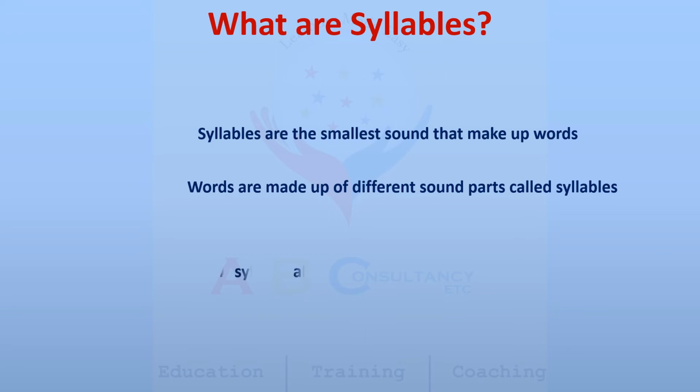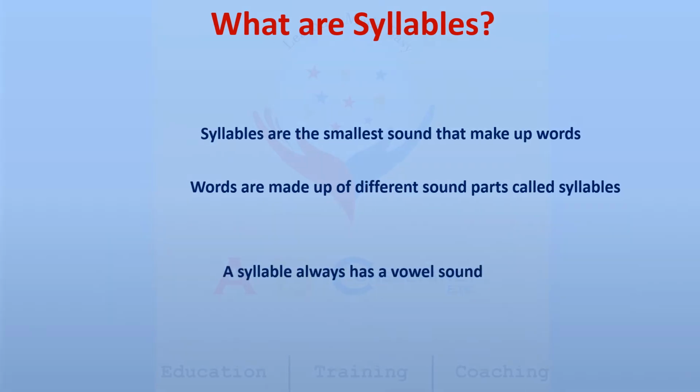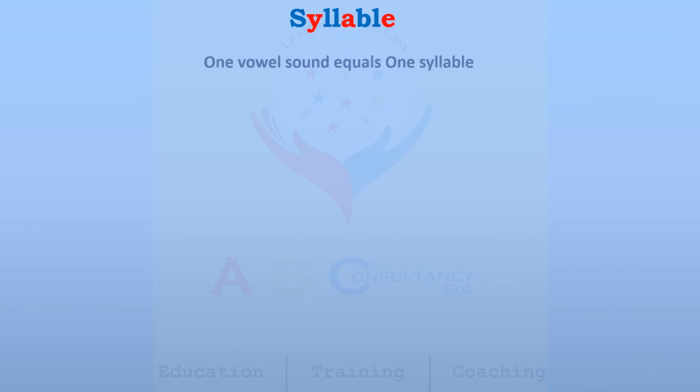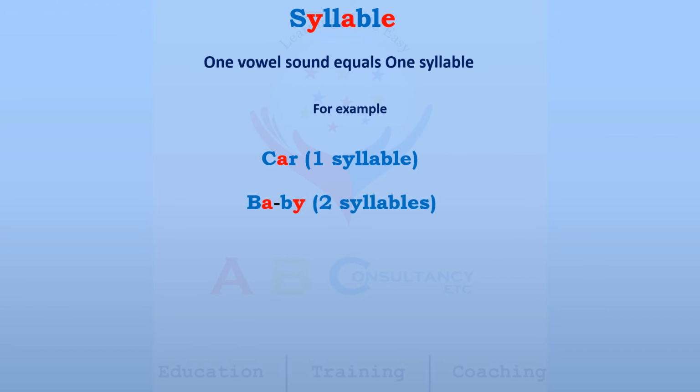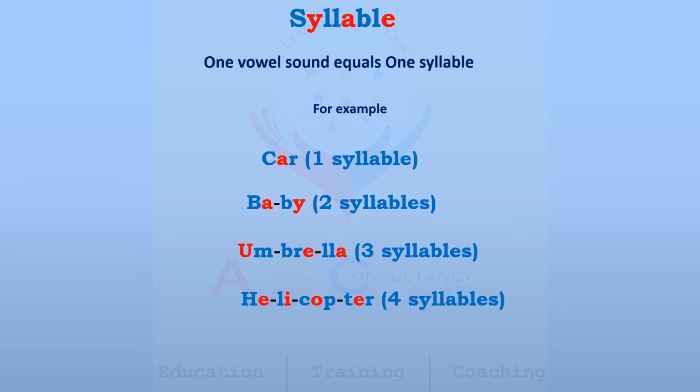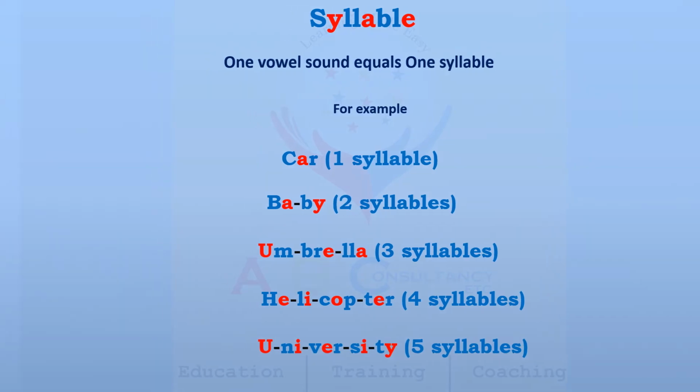A syllable always has a vowel sound. One vowel sound equals one syllable. For example, car. One syllable is in car. Baby. Two syllables make up the word baby. Umbrella comprises three syllables. Helicopter. Four syllables make up the word helicopter. University. Five syllables make up the word university.